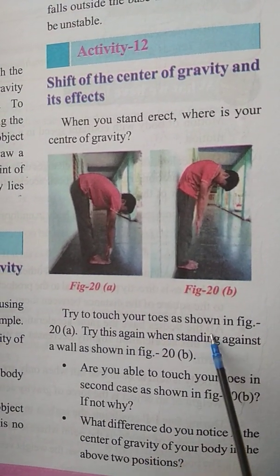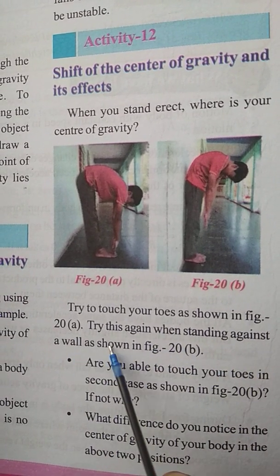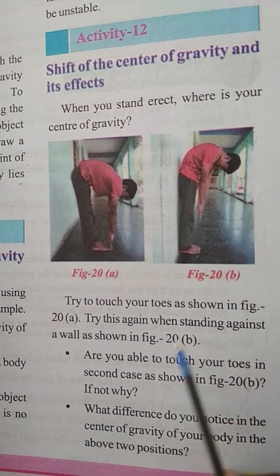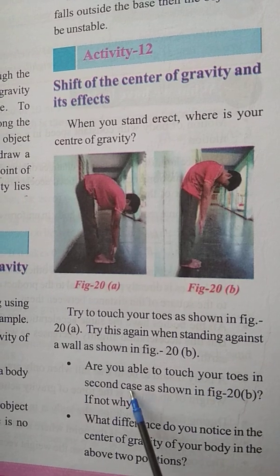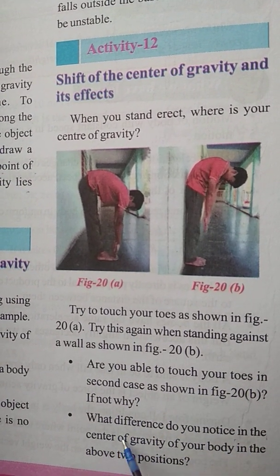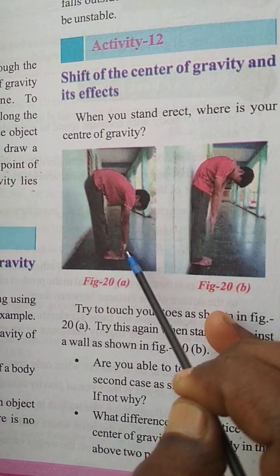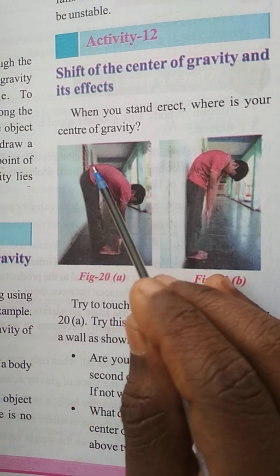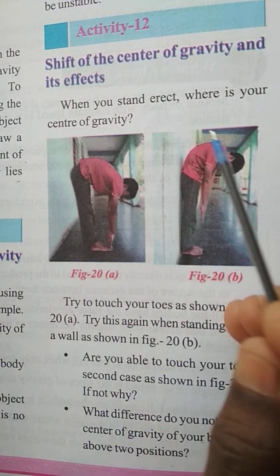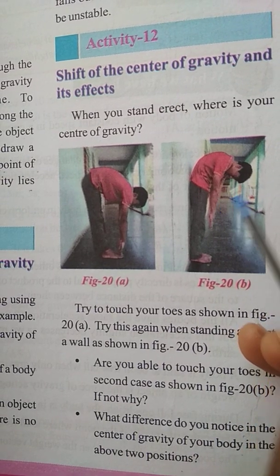Try to touch your toes as shown in figure 20a. Try this again while standing against a wall. Are you stable to touch your toes in the second case? No. What difference do you notice in the center of gravity of your body in the above two positions? Here you can freely touch your toes because the center of gravity is over here. Here you cannot, because the center of gravity is not present over here.